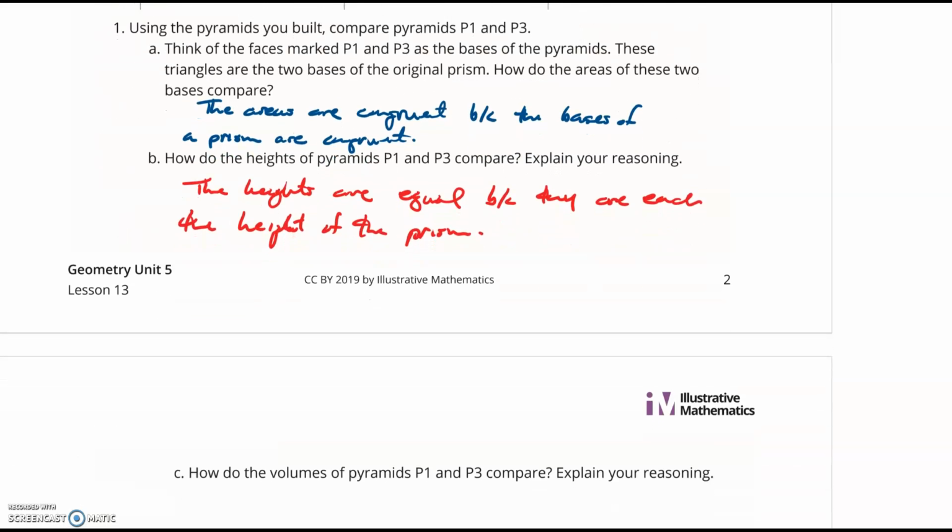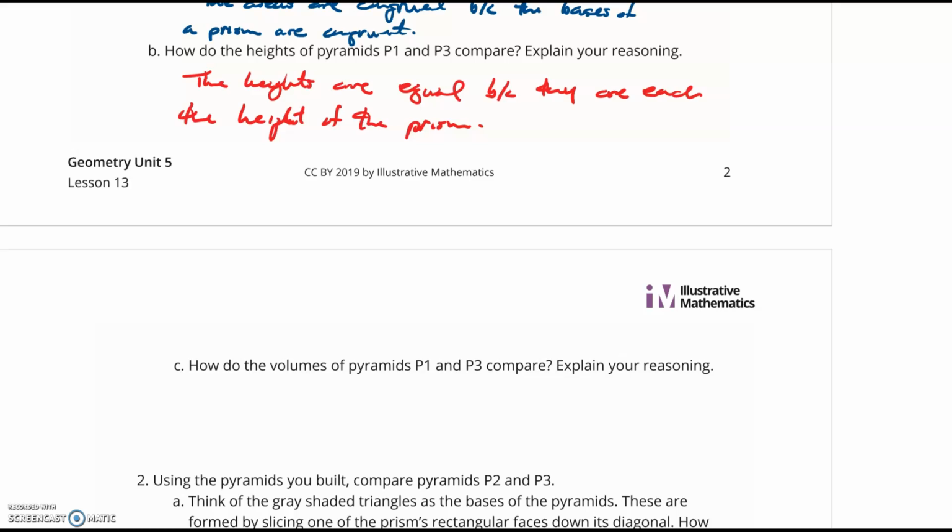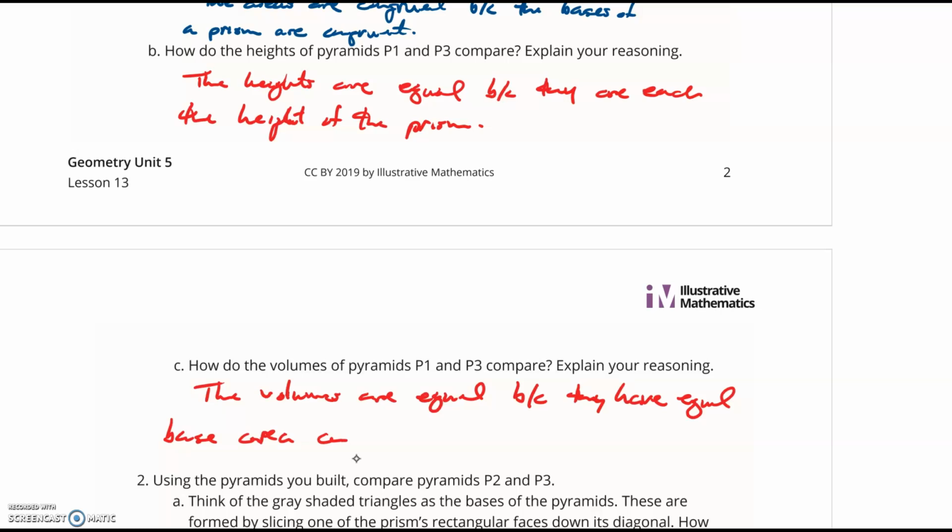Okay, lastly, how do the volumes of these compare? So how are the volumes going to compare? Well, the volumes are going to be equal. The volumes are equal because, now for our explanation, they have equal base area and equal heights.